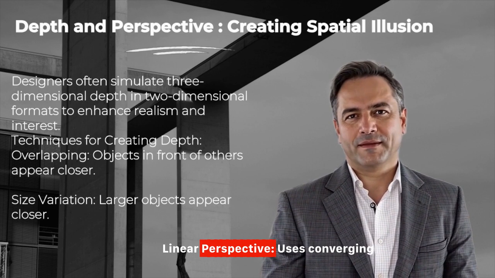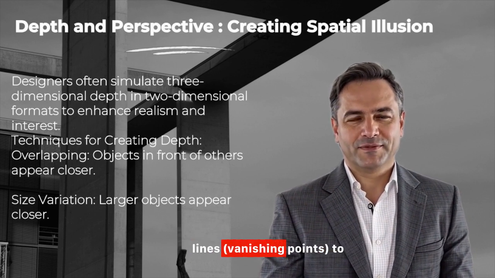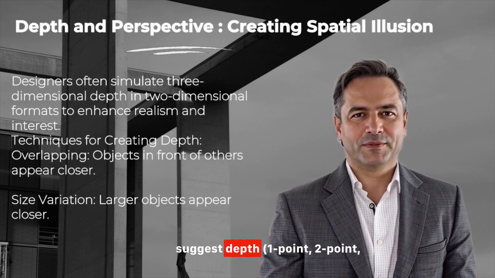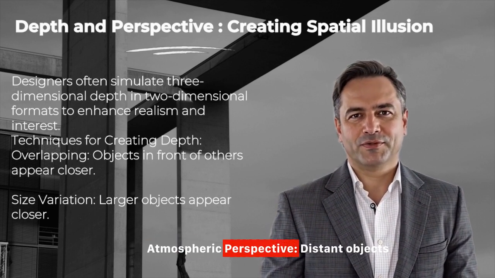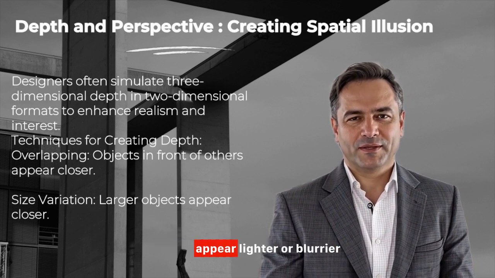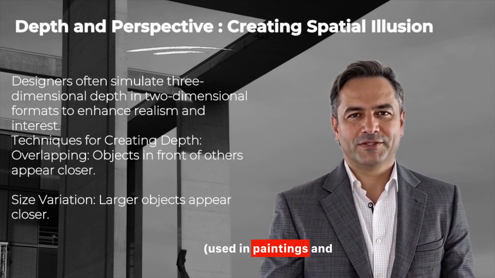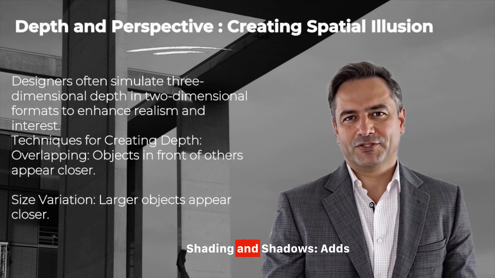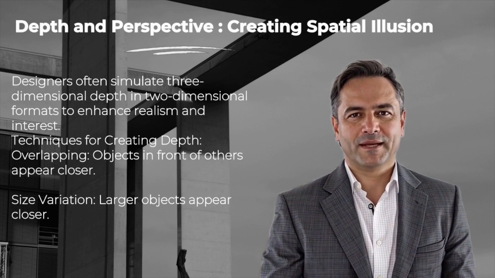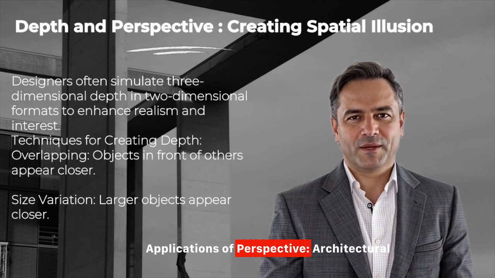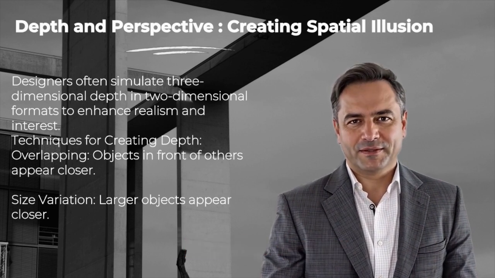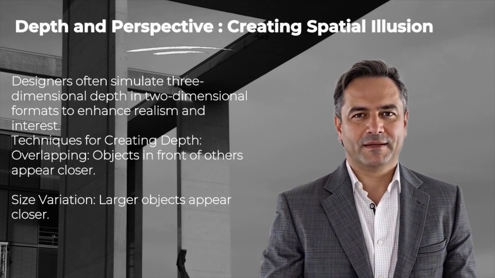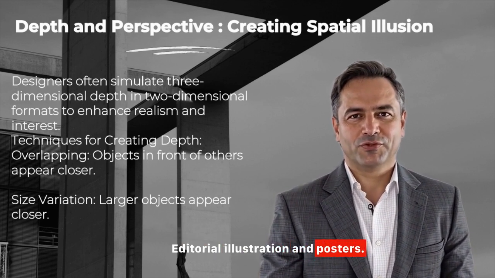Linear perspective uses converging lines and vanishing points to suggest depth, 1-point, 2-point, 3-point perspectives. Atmospheric perspective: distant objects appear lighter or blurrier, used in paintings and photography. Shading and shadows add realism by simulating light and volume. Applications of perspective: architectural renderings, 3D modeling and animation, environmental and game design, editorial illustration and posters.